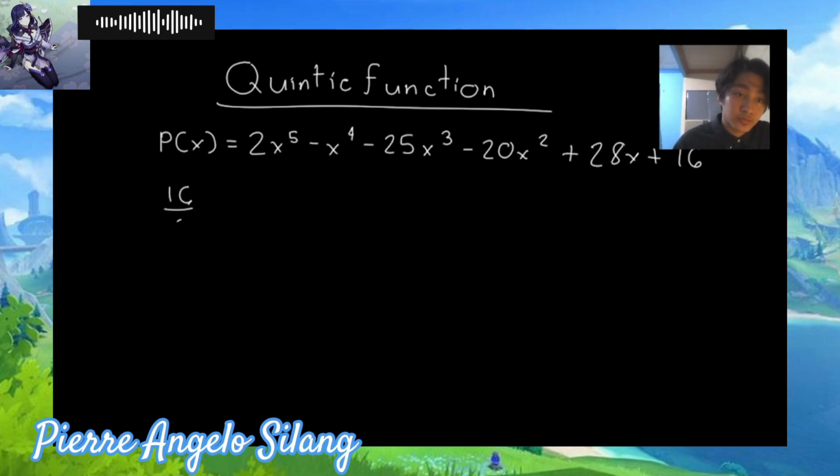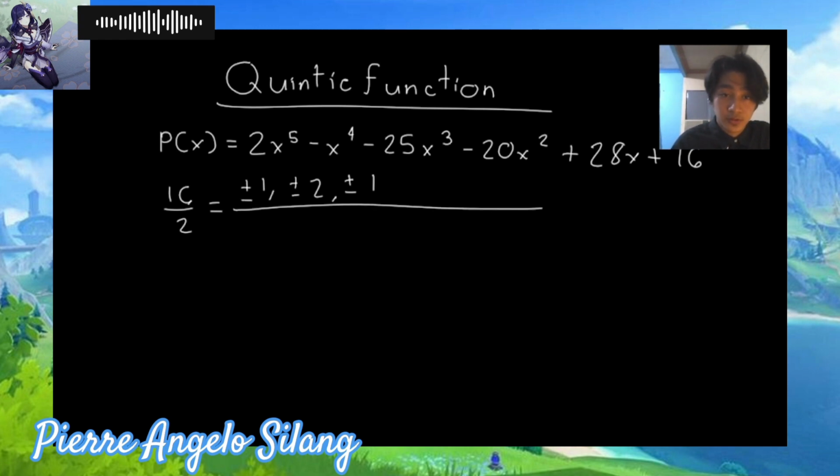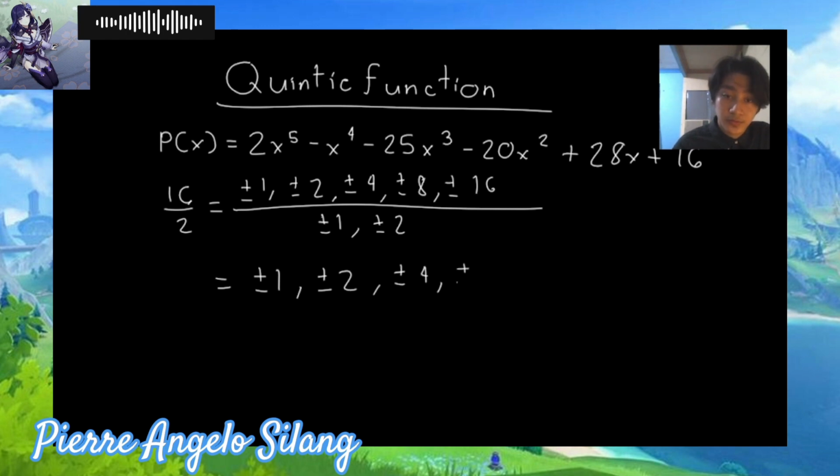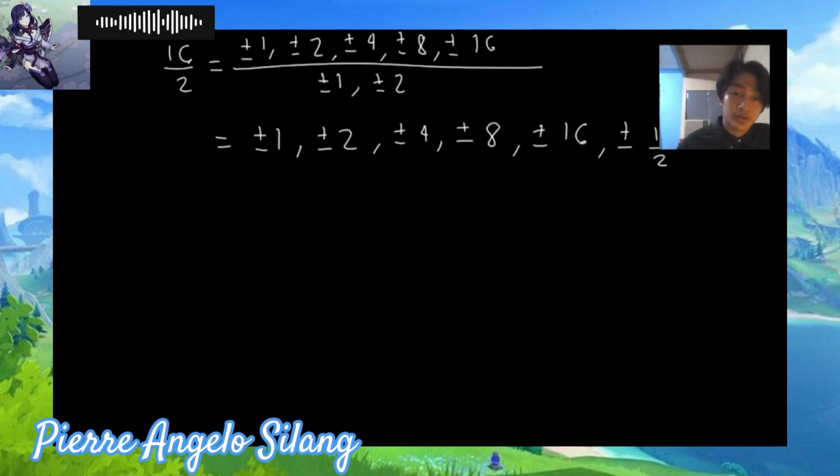The factors of 16 are positive negative 1, positive negative 2, positive negative 4, positive negative 8, and positive negative 16. On the other hand, 2 has only positive negative 1 and positive negative 2. We'll divide both of these and we will have our possible zeros: positive negative 1, 2, 4, 8, 16, and positive negative 1/2. We'll now test if they are really the zeros of p of x.